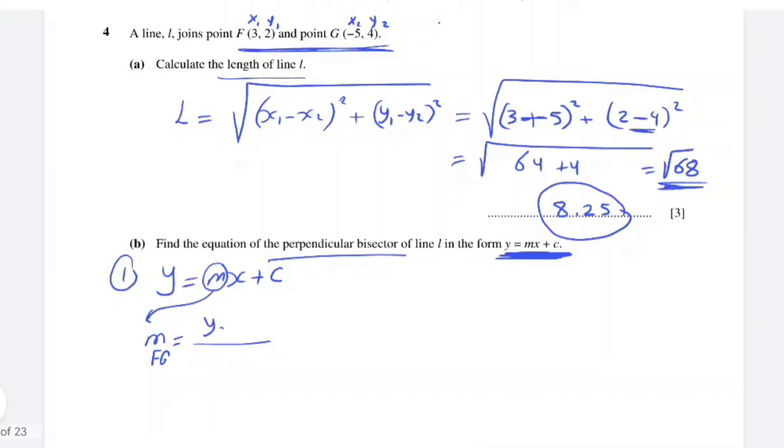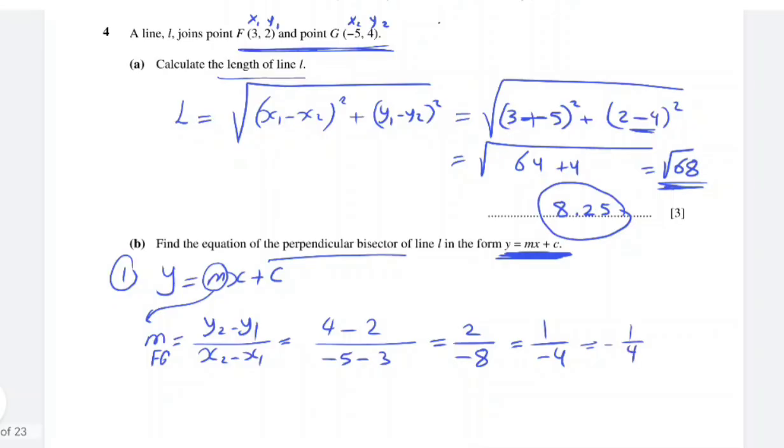So write the formula, y2 minus y1 over x2 minus x1. So it's 4 minus y1, which is 2, divided by x2, which is minus 5, minus x1, which is 3. So the answer is 2 over minus 8, which is 1 over minus 4, or minus 1 over 4. Okay, this is the gradient of FG, but we need the gradient of the perpendicular line to FG. So in this case, usually negative of the reciprocal, like change the sign. If it's negative, make it positive. Reciprocal, so 1 over 4 will be 4 over 1, or 4.